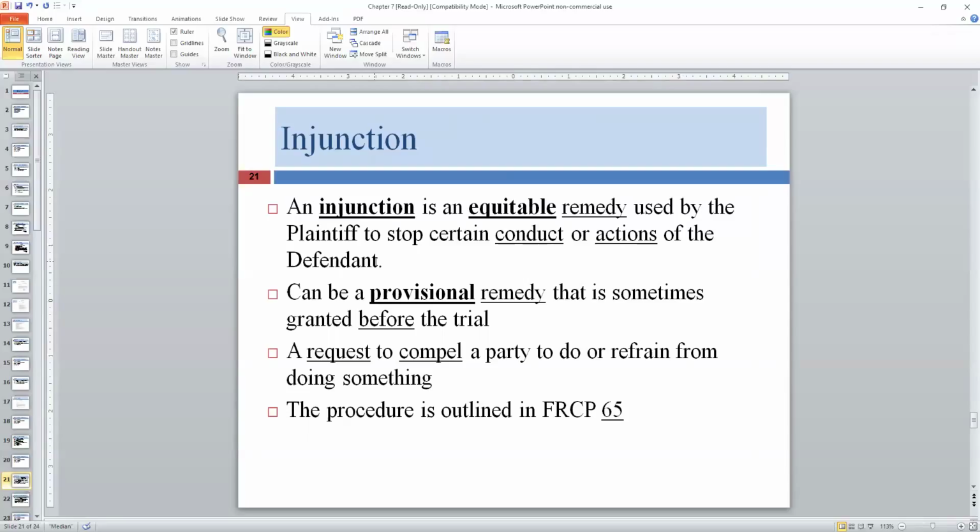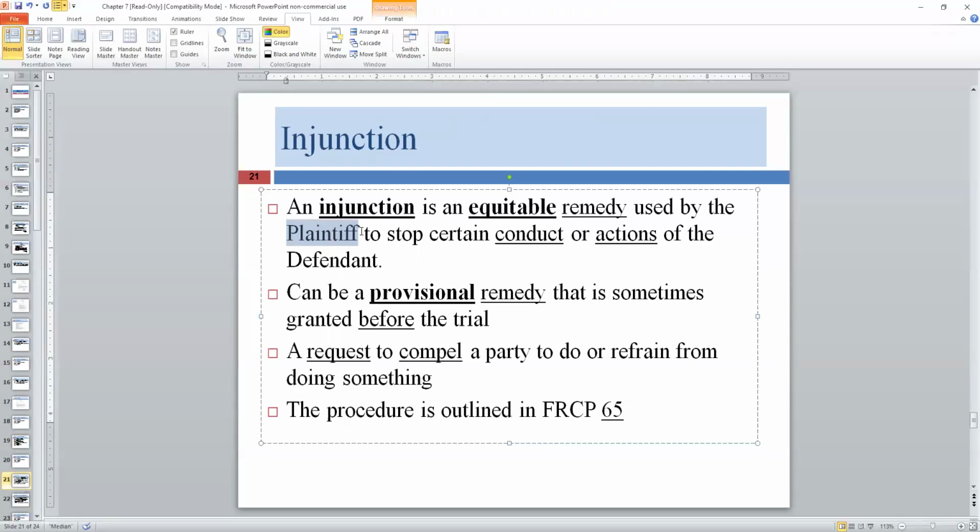An injunction can work in 2 ways. It can tell the defendant, don't do this, or it can tell the defendant, please do this. And of course, because this is an injunction, the motion that makes this request is going to be filed by the plaintiff against the defendant in most cases. An injunction is likely to start out as a provisional remedy. Provisional means, in this context, a temporary remedy.